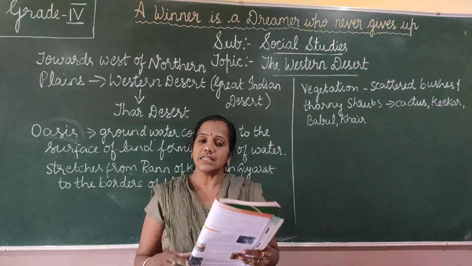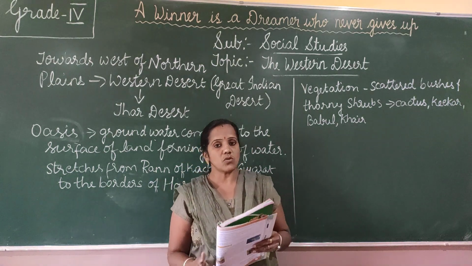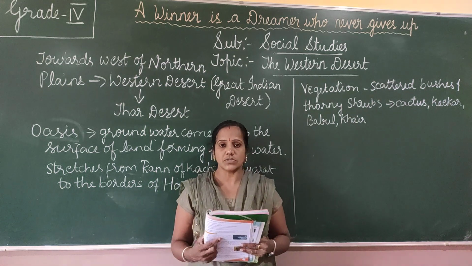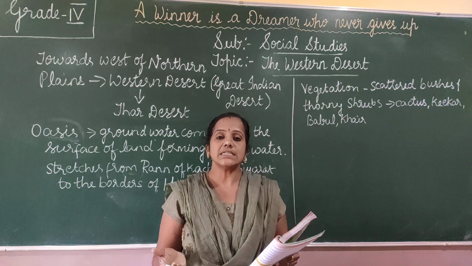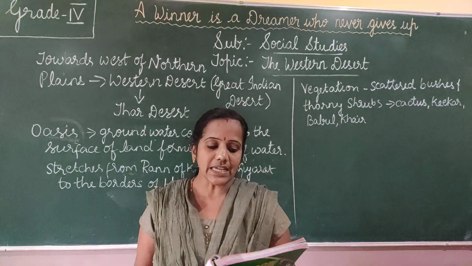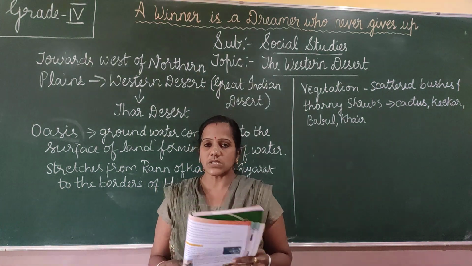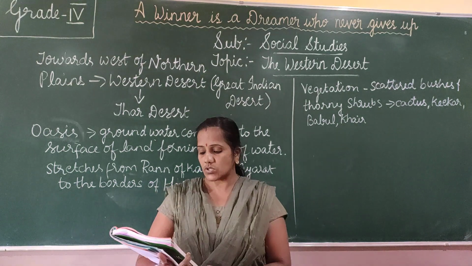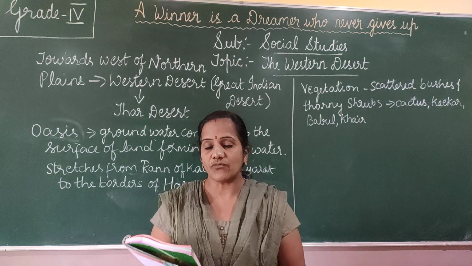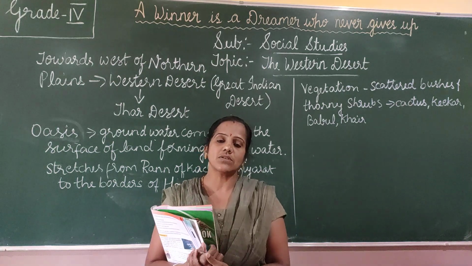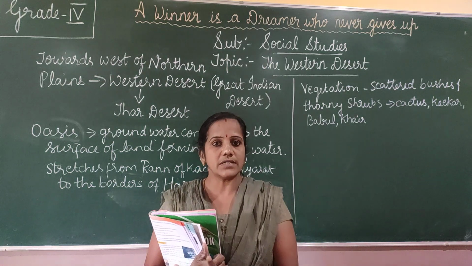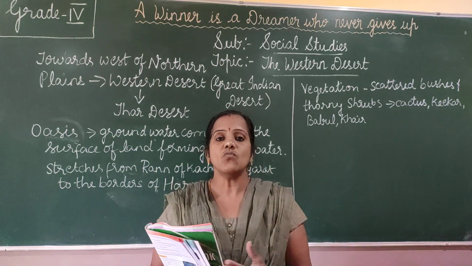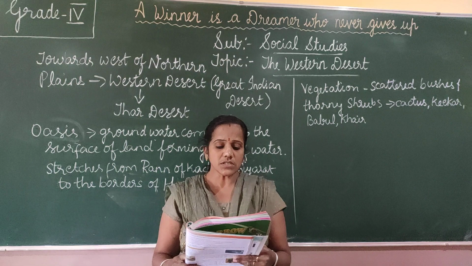And there is little vegetation also. As there is no rainfall, there is no vegetation. We cannot grow plants there. So these desert areas are dry areas. There are very few water sources in a desert. As there is no rainfall, there are no water sources, but in some places there are a few water sources. So what are they?